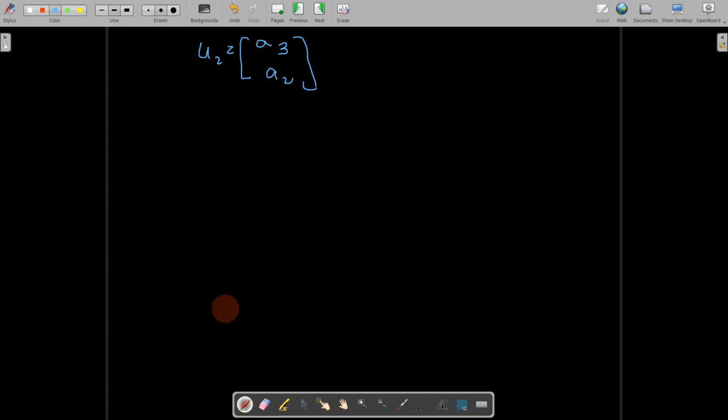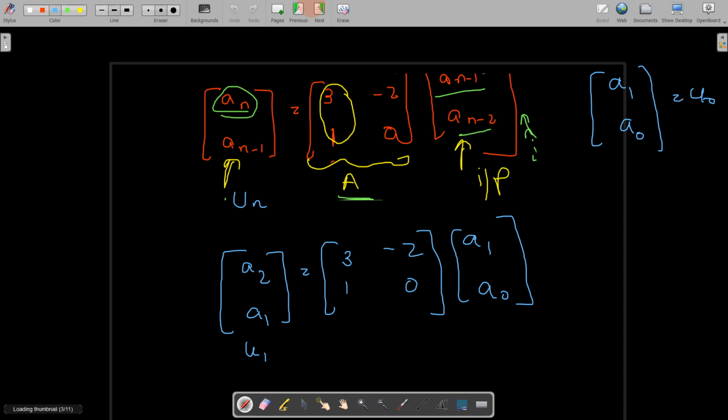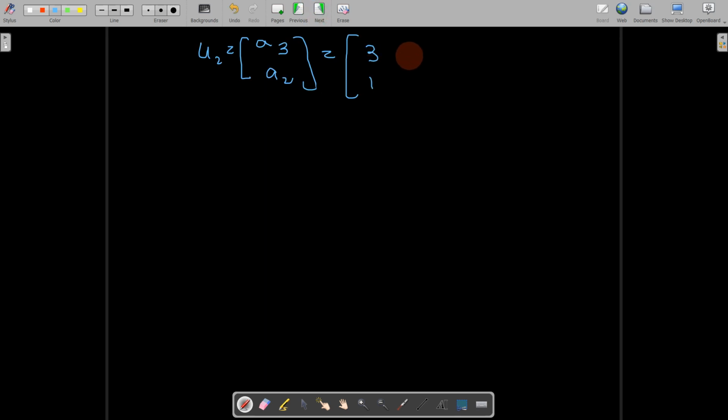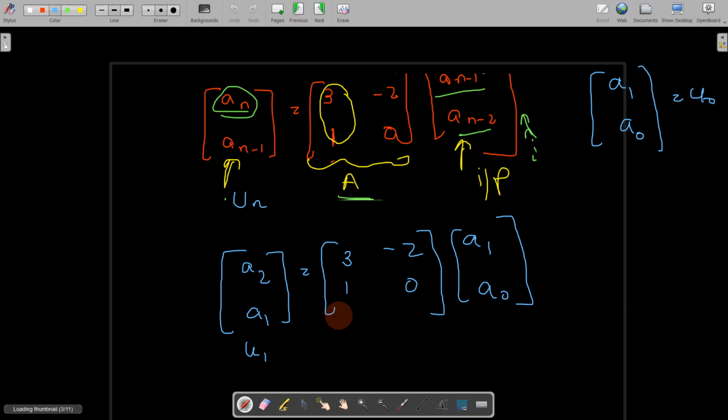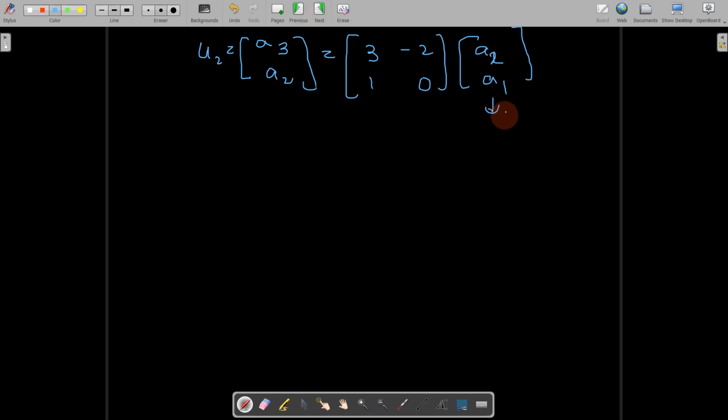our A, 3, 1, minus 2, 0, times the input. The input should be A2, A1, the previous two terms, that is U1. You can get A3 using the previous two terms A2, A1. And I know how I can write U1. U1 is this, so if we substitute it over here, this is what your U1 is.